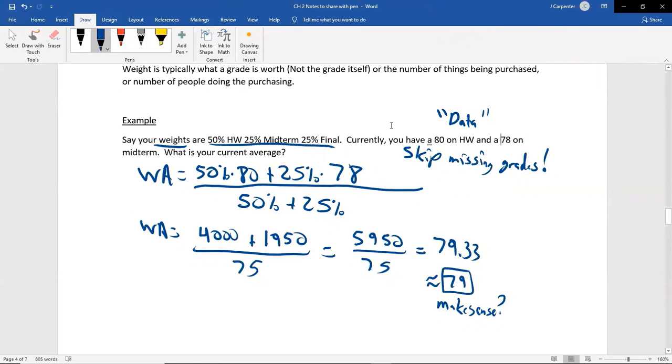On top of that, when you only have a couple categories, you can actually tell which one it should lean towards. Since the homework counts as more of the weight, it counts as more of your grade, it has more importance, so to say, then the average should lean more towards whatever the homework is. So with an 80 and a 78, this has more importance. So that means the average should be closer to 80 than 78. And before you rounded, 79.33 was a little closer.